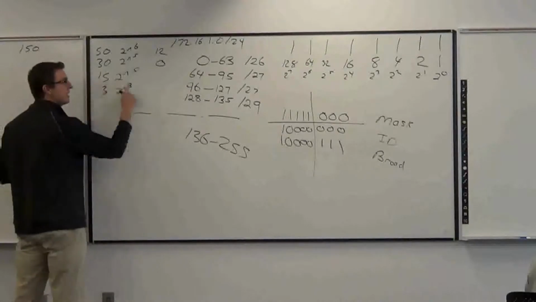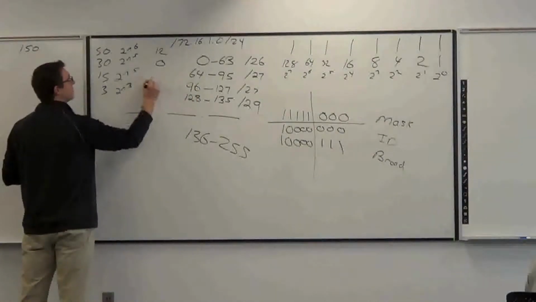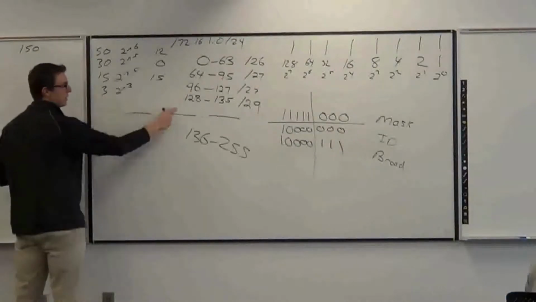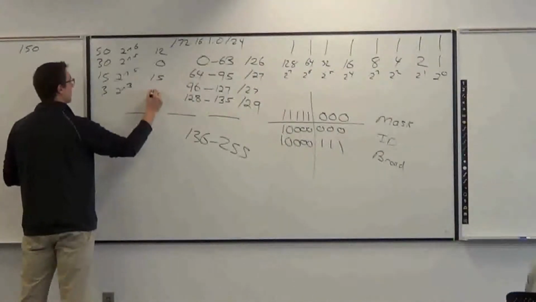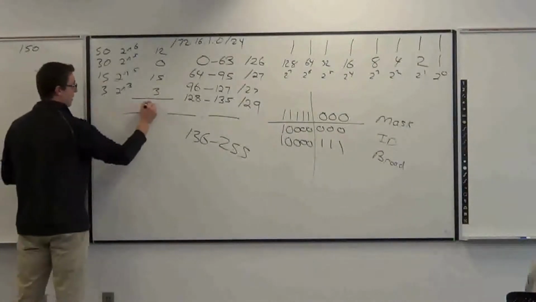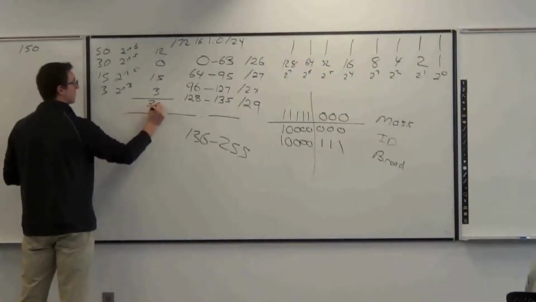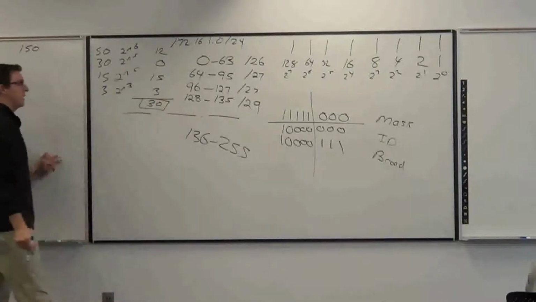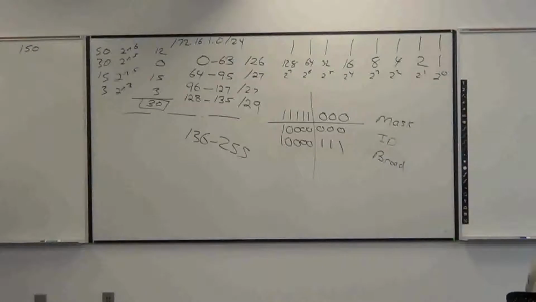Here I have 15 that I need. 30 possible. Wasting 15. Here I have 3 that I need and 6 possible. I'm wasting 3. So if I add that up, I have 30 devices total, or addresses, maybe I should say 30 addresses total that I'm wasting compared to the 150. So a lot more efficient doing it variable length subnet mask style.